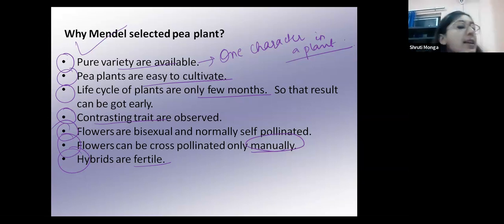I will go through your syllabus to check whether this is there in your textbook or not, that why Mendel selected pea plant, but it's a very basic thing, you should know it. Even if it's not in your syllabus, you should know it, that why he worked on the pea plants, right? Okay, समझ आ गया?